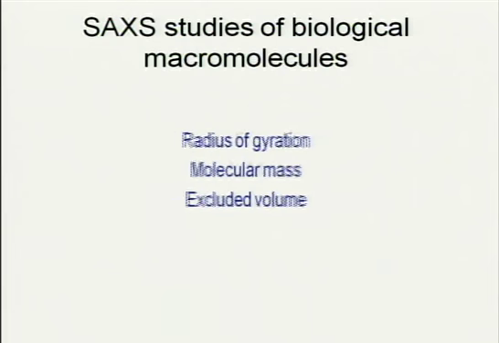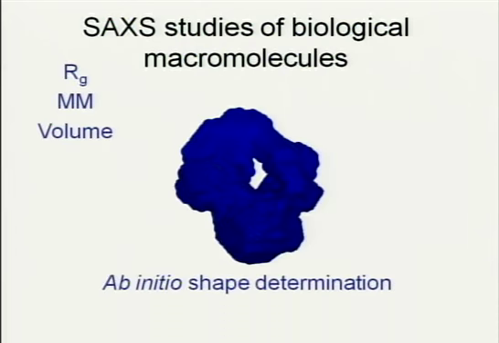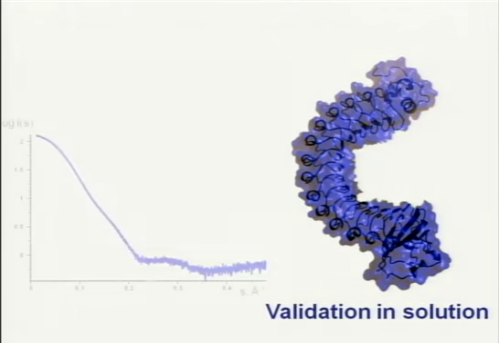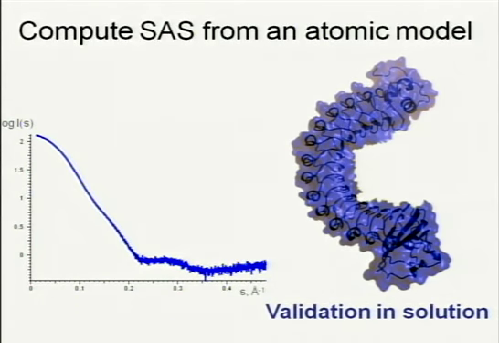So we estimated the overall parameters of our particle of interest and maybe even got an ab initio shape. These two steps are essential and they do not require any additional information. However, SAXS becomes way more powerful when it is combined with complementary methods. For example, if we have a high-resolution structure from NMR or X-ray crystallography, it is possible to validate the structure in solution. Basically, we can compute small angle scattering from this high-resolution model and see how good or how bad it fits the experimental data.